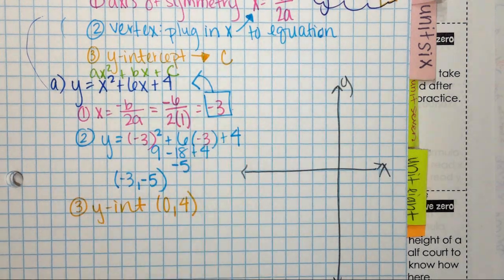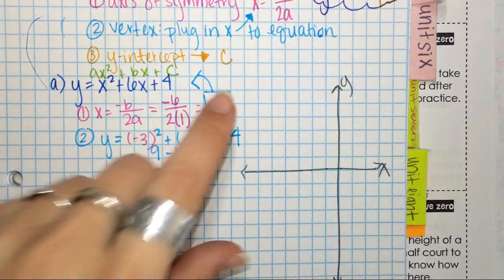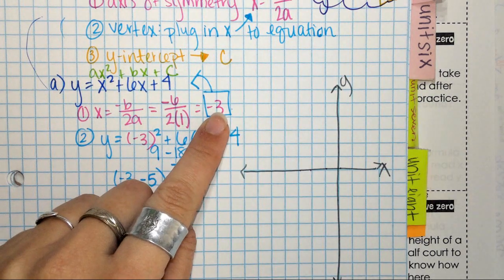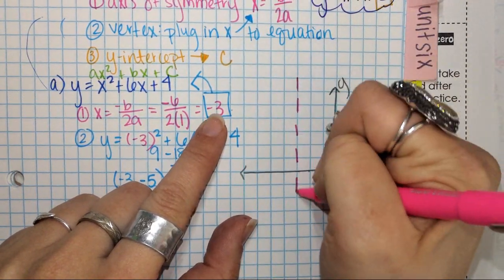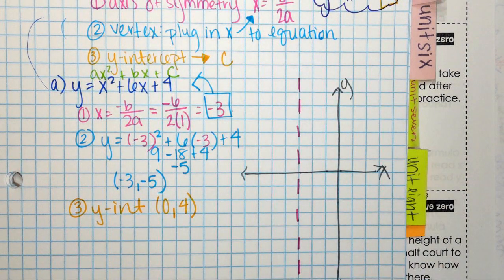We're going to graph x equals -3 first. So you're going to go left 3. Now, is that a point or is that my axis of symmetry? Do not put a point. All you do is draw a vertical dotted line.